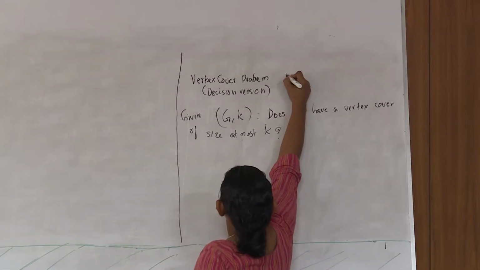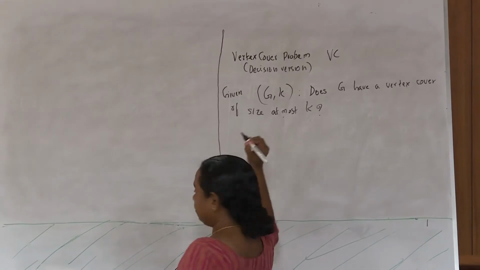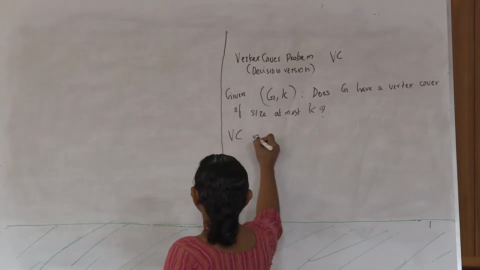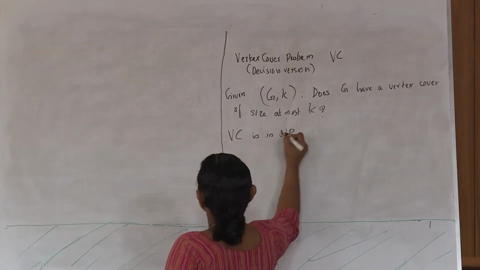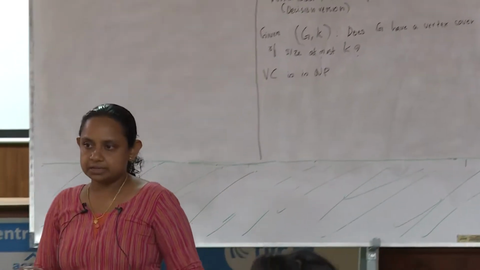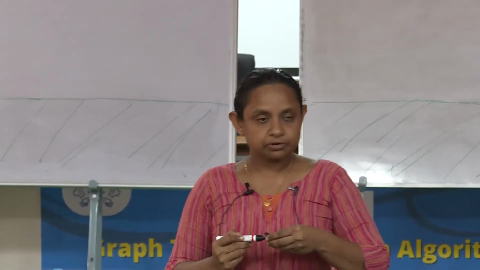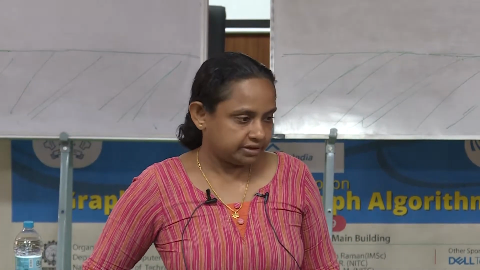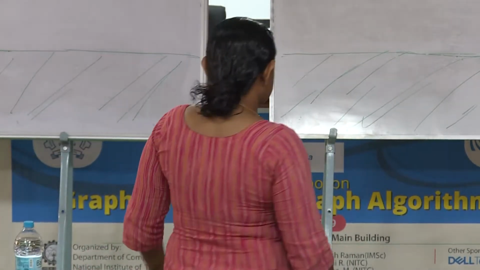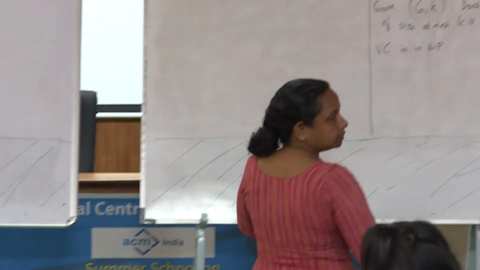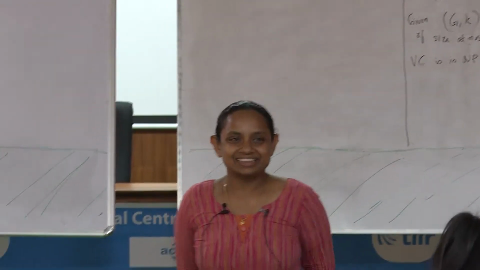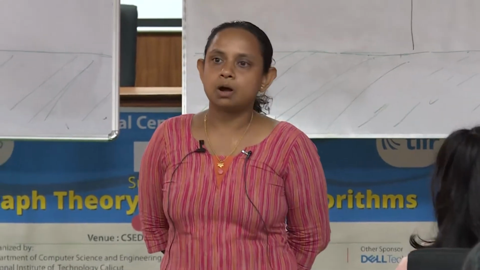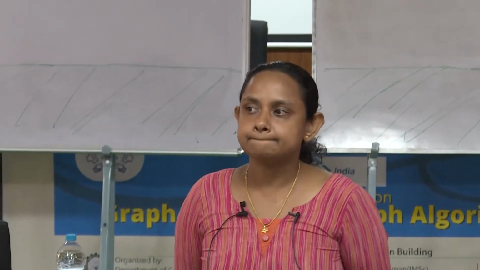So let's call it, in short form, VC, okay? So we know that VC is in NP. You have already seen the proof, right? For that, what should we show? That it has a polynomial time verifier, right? Now, the second thing that you need to show is, what should you show? This is NP-hard. So, how do you show that this is NP-hard?